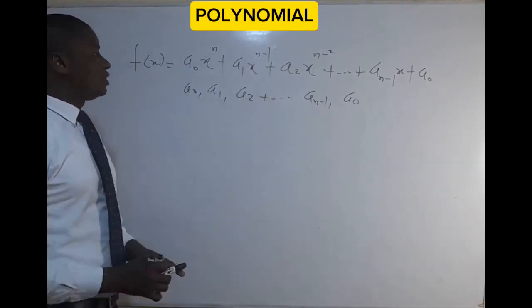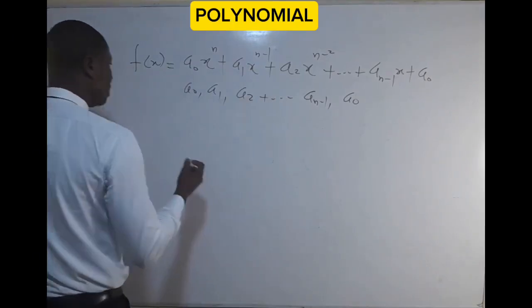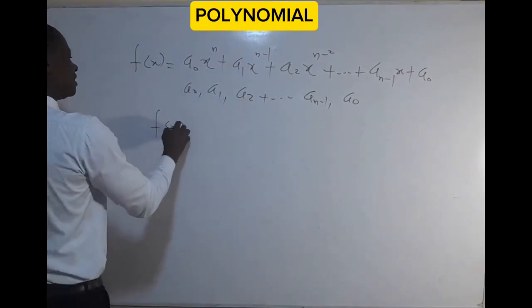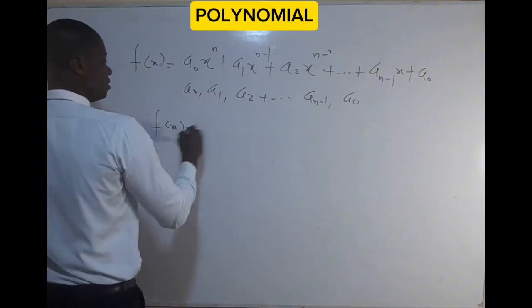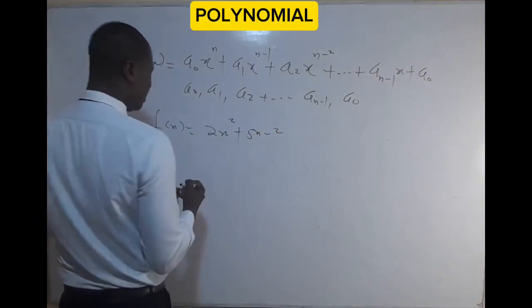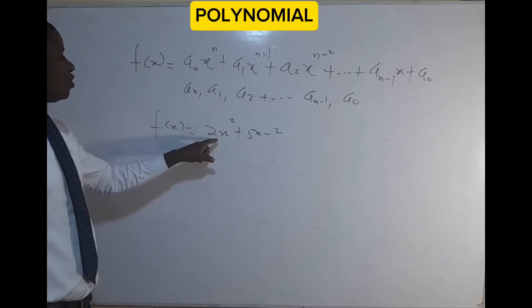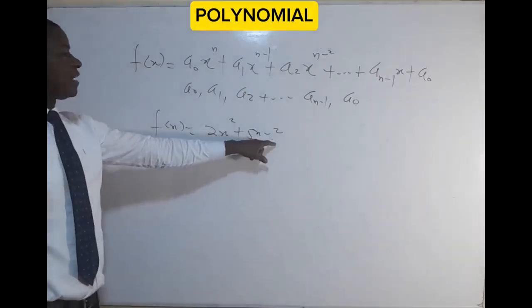Some of them can be equal to 0. I want to give you the general idea. Now you look at this. If we have f of x equals, let's say, 2x squared plus 5x minus 2. This is a quadratic function. It's a polynomial. The coefficient of the square term is 2. The coefficient of the x term is 5. And the constant is minus 2.